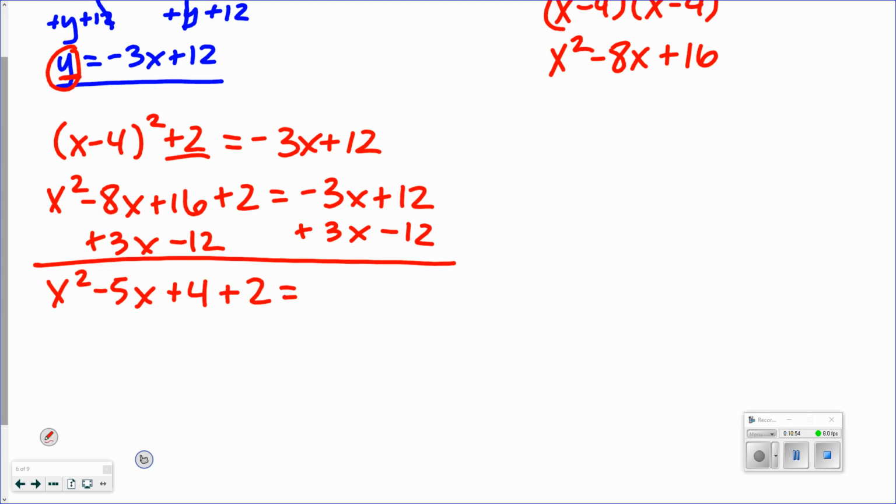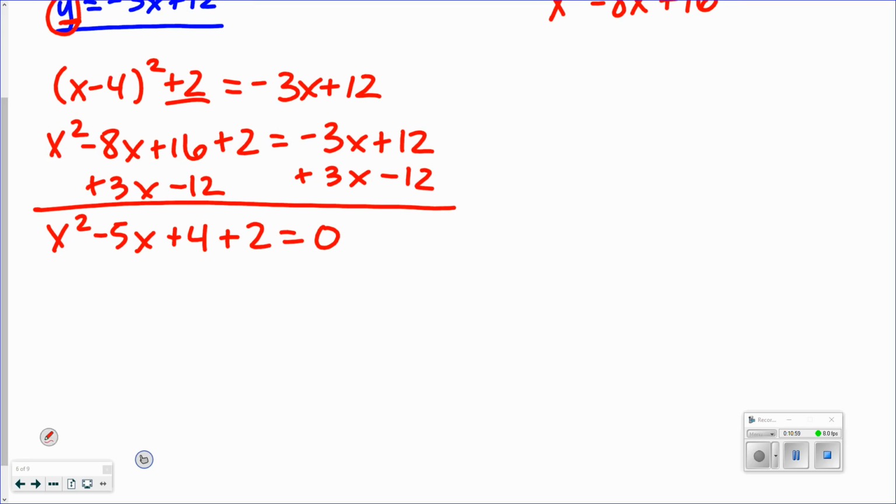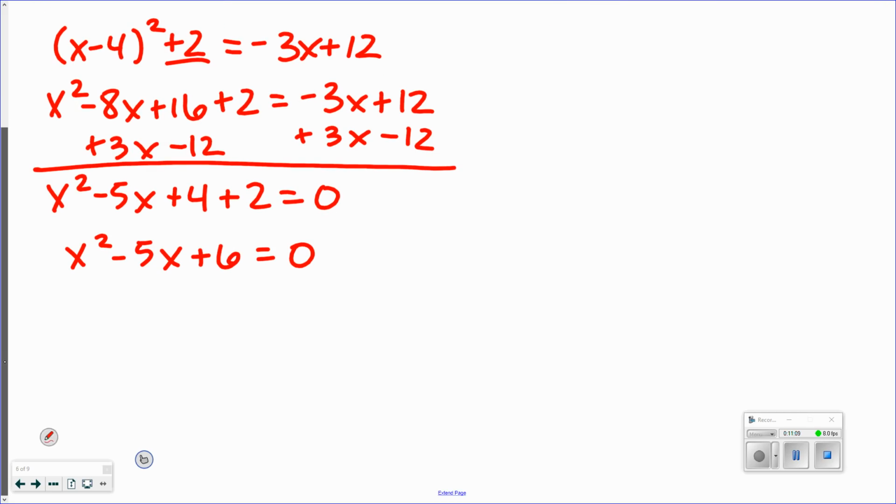Either way, you should end up with x squared minus 5x plus 6 equals 0. Again, another factoring problem. It's a simple ABC because the a value is 1. So that means it's a binomial times a binomial. So x goes in first because x times x is x squared.